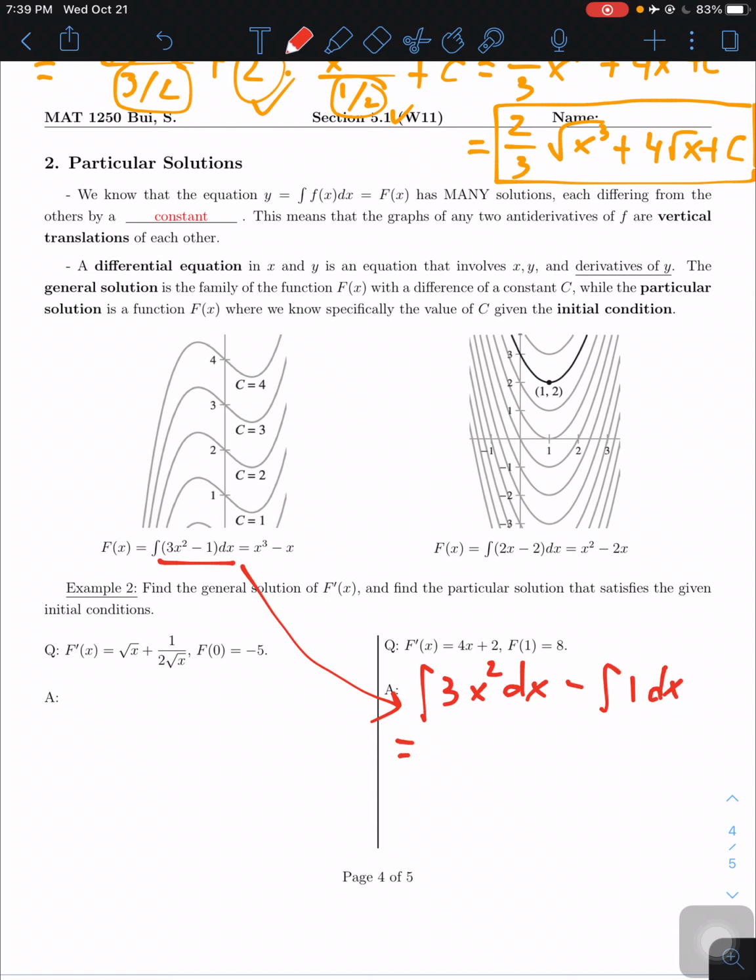And after that, I'm going to bring the 3 outside, so it's going to look like 3 integral of x squared dx, and then minus 1 in here, and then on the inside, you don't have anything, right? But then we do need an x, right? Because we don't have any x, I'm going to write x to the 0 power.